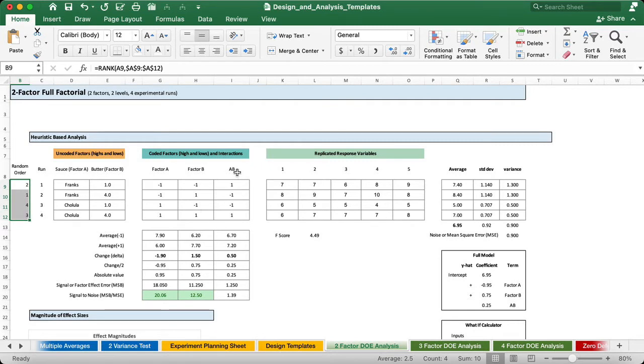I've also included an interaction term here. This is just multiplying factor A times factor B. If the interaction term is significant, it will tell us that there's a lack of parallelism in the effects. In other words, you'll have to look at a graph showing exactly how the relationship between sauce type and butter behaves.